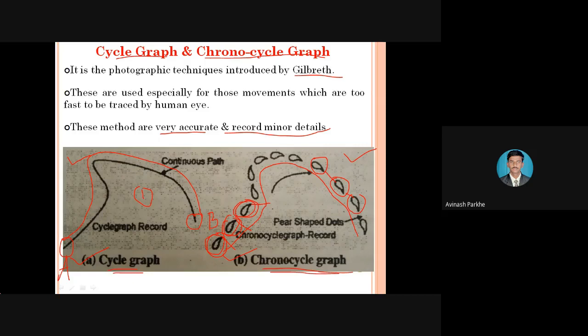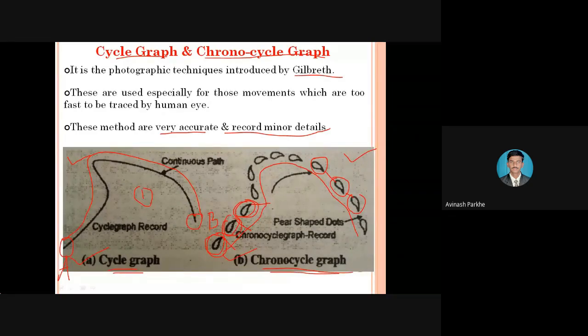After that, if we analyze this graph, maybe the cycle graph or the chronocycle graph, wherever the speed decreases or wherever the speed increases, we will go for a detailed study about that. And wherever some unnecessary small movements are taking place, which are not required, those small movements can be eliminated afterwards. Then we can work in an effective manner and your work will be completed within time.